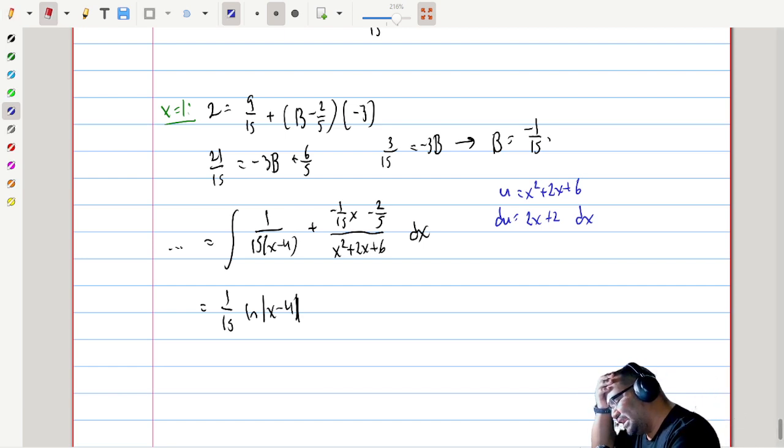But let me pull out the minus 1 over... Let's see. What can I pull out here? 2 over 5 is, let's see, multiply by 3, so that's 6 over 15. We'll just pull out a minus 1 over 15 here.